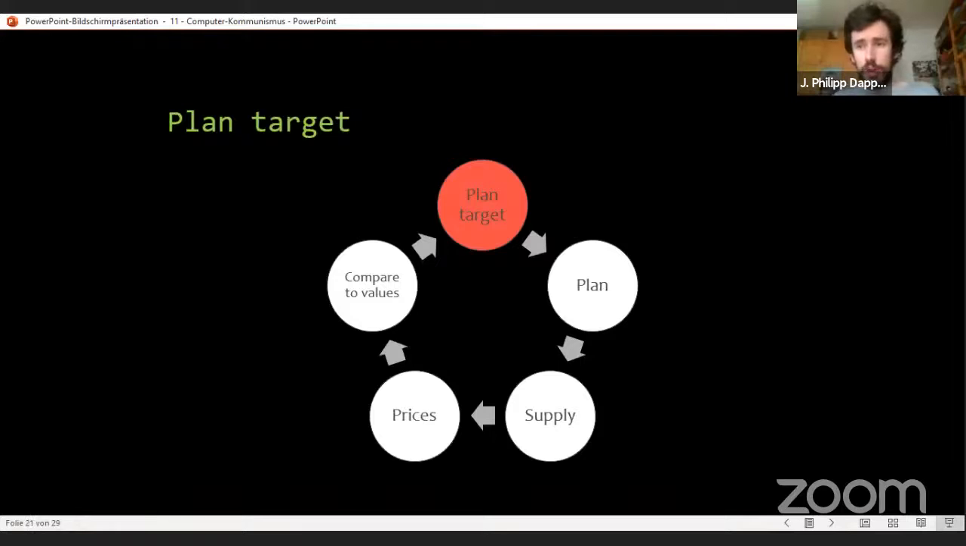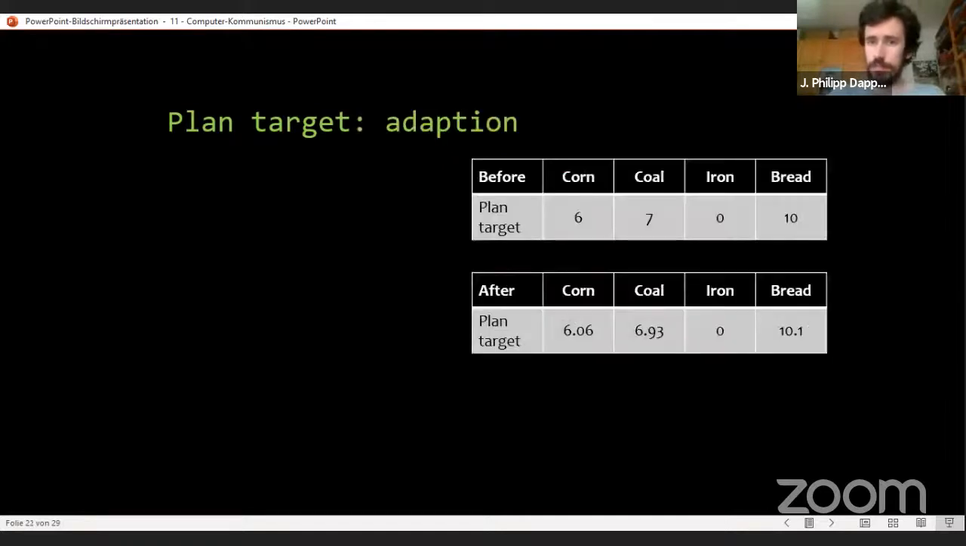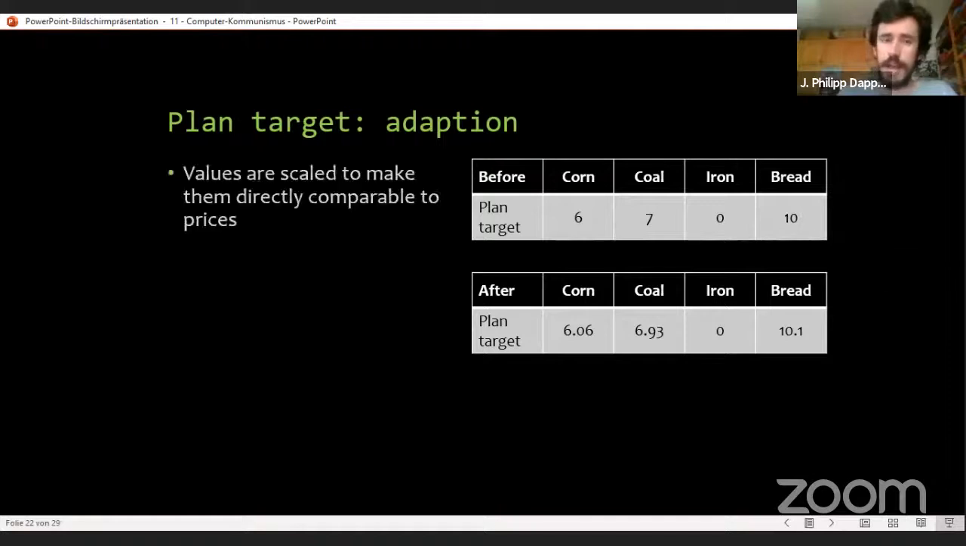Okay, so we now know how the cost values are calculated. We have the market clearing prices of the products, and now we want to adjust the plan target, which, as you might recall, are the proportions at which various consumer products are supposed to be produced. So this is the original plan target. Okay, we have 6 units of corn, 7 units of coal, 10 units of bread. And what you do now to adjust this plan target is, well, first you make the cost values we just calculated directly comparable to prices. Never mind right now how that is done, but basically it's so that they are on the same scale.